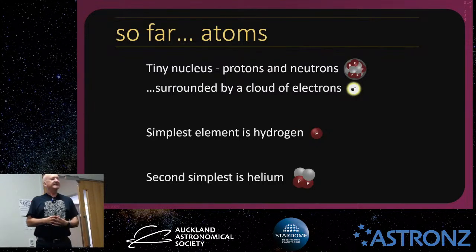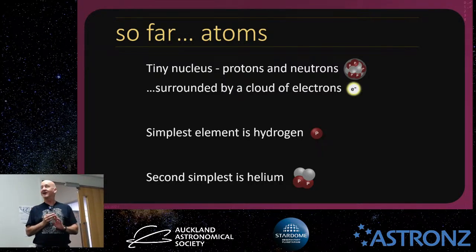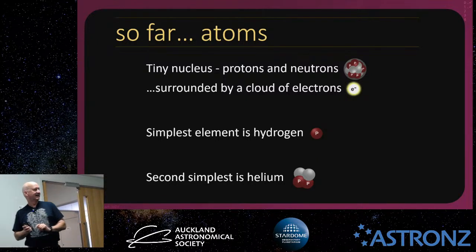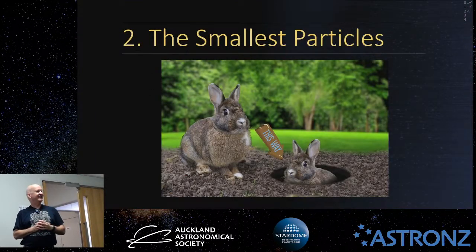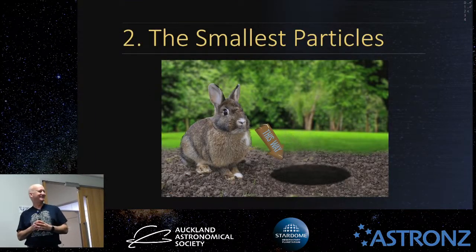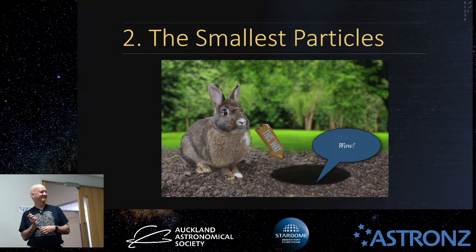And so that's just given us a quick overview of atoms. So in summary for the atoms, a tiny nucleus made of protons and neutrons, surrounded by a cloud of electrons, with the simplest atom or simplest element being hydrogen with 1 proton, and the second simplest being helium. So now we'll go down to the next level and we'll have a look at the smallest particles down the rabbit hole.